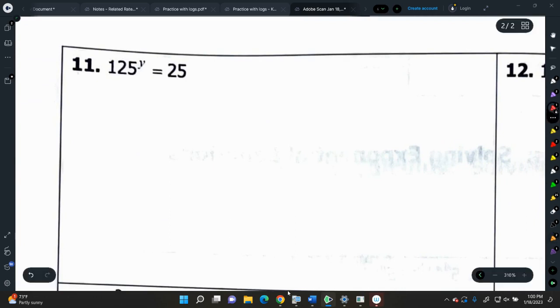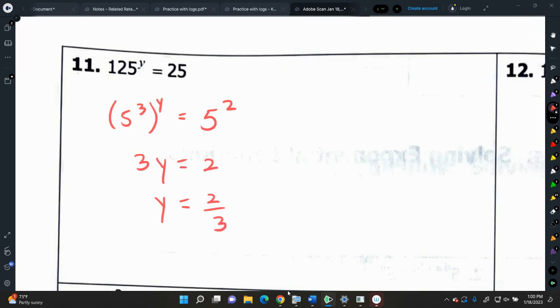All right. 125. What are we going to do? 5 to the third. And 25 is 5 squared. So we get 3y equals 2. So y equals 2 thirds. Be careful because some of you probably did like 25 to the third, and that's not true.